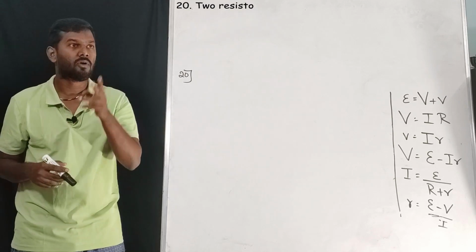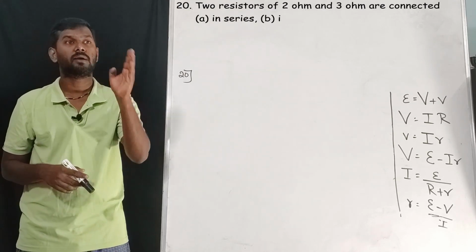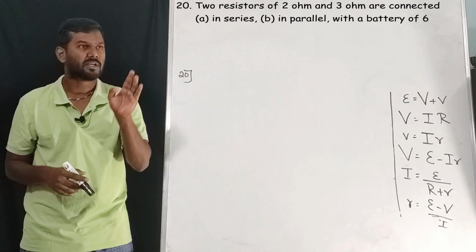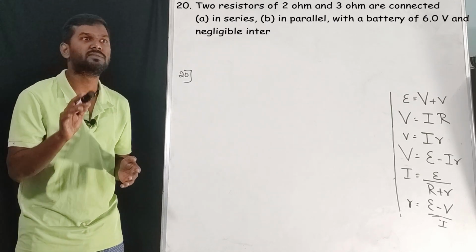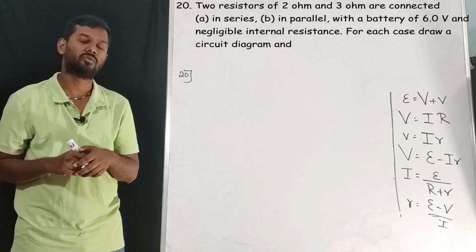Question number 20. Two resistors of 2 ohm and 3 ohm are connected in series and in parallel with a battery of 6 volts and with negligible resistance. For each case, draw the circuit diagram and calculate the current through the battery.